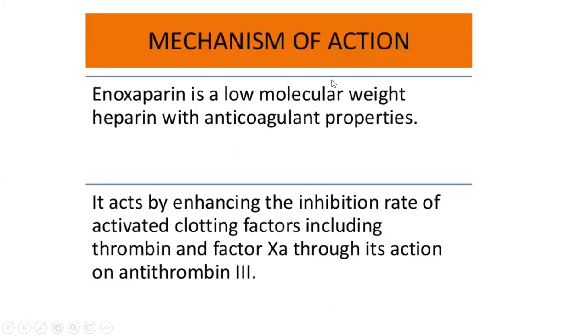Then what is the action of enoxaparin? It is a low molecular weight heparin with anticoagulant properties. That is, it obstructs or stops the action of the clotting factors. It does not allow the clotting factors to be activated. All the 13 factors, this enoxaparin does not allow them to become activated form, and it does not allow the thrombin also to be activated. And therefore there will be no blood clot.